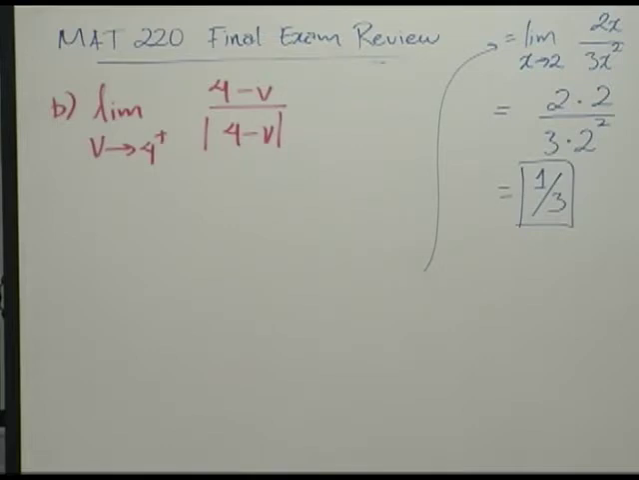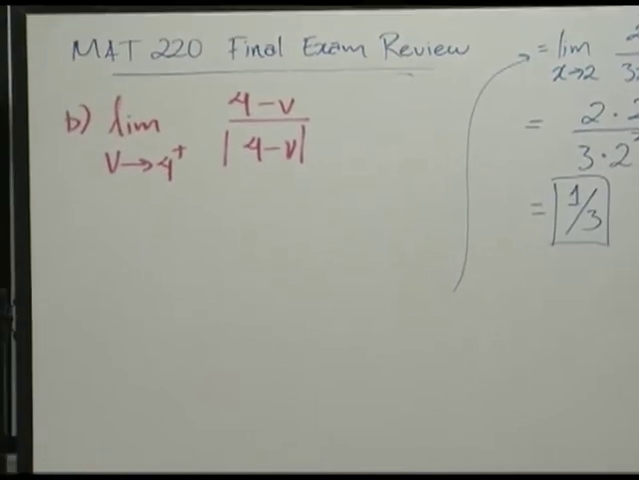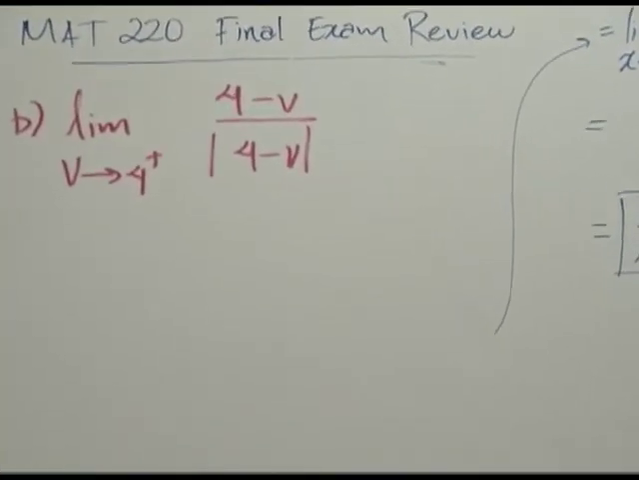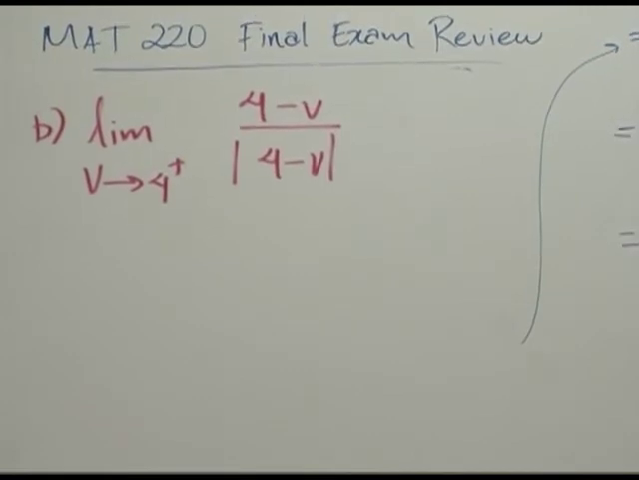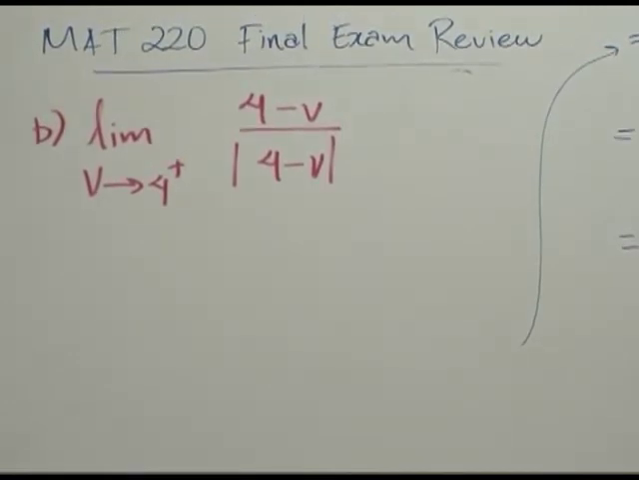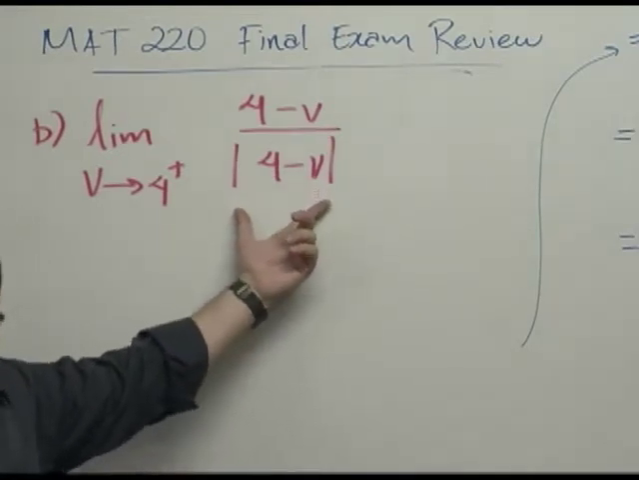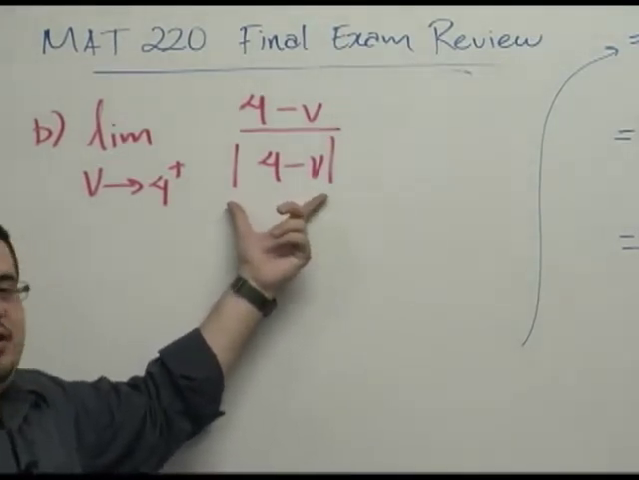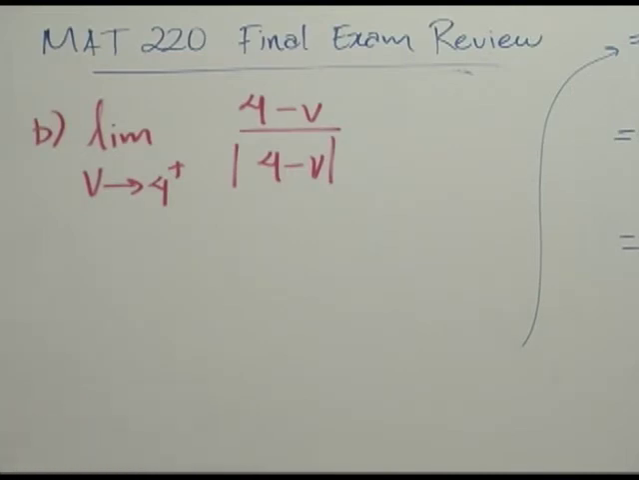At first glance, if you plug in the 4, you get 0 over 0, indeterminate form. But of course, I think this will just make the problem a lot harder than it needs to be. Okay? Instead, think about what the absolute value is doing. What is the absolute value doing here? Or what does it do in general? It makes the number positive, right?